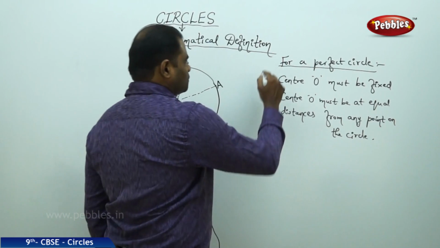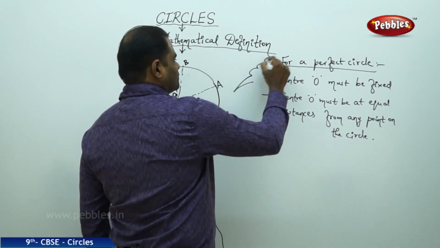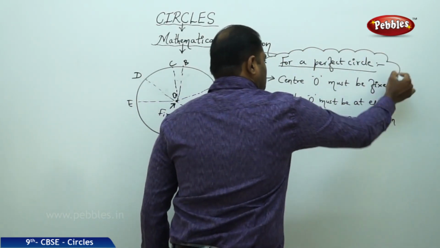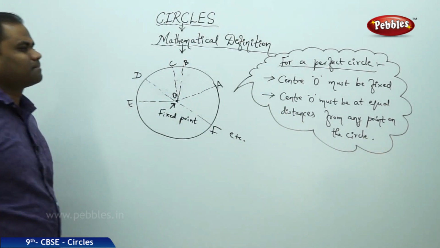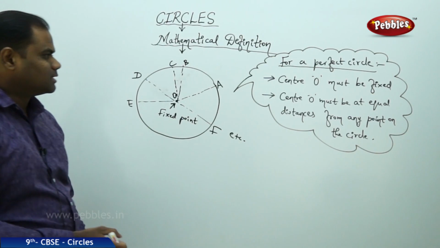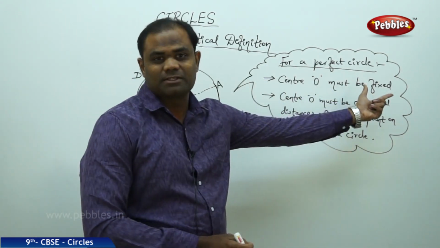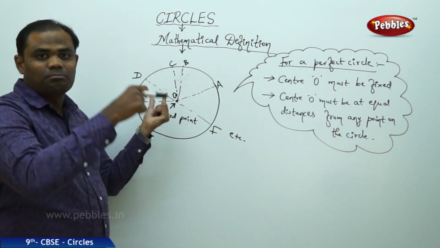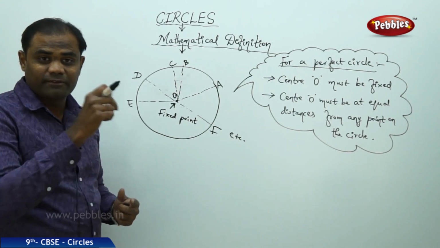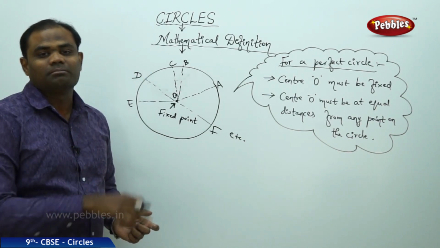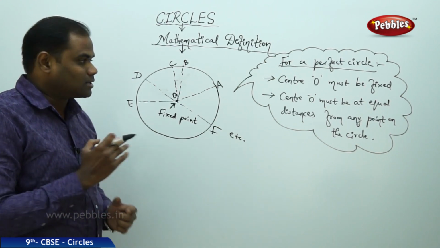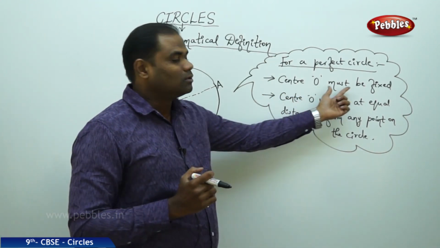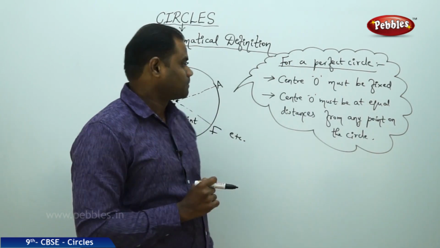So this is how we define the perfect circle. For a perfect circle, the center O must be fixed. The fixed pointer of the compass must be fixed at that point when you draw the complete circle. You cannot move it in midway. Is how I understand the center O must always be fixed.